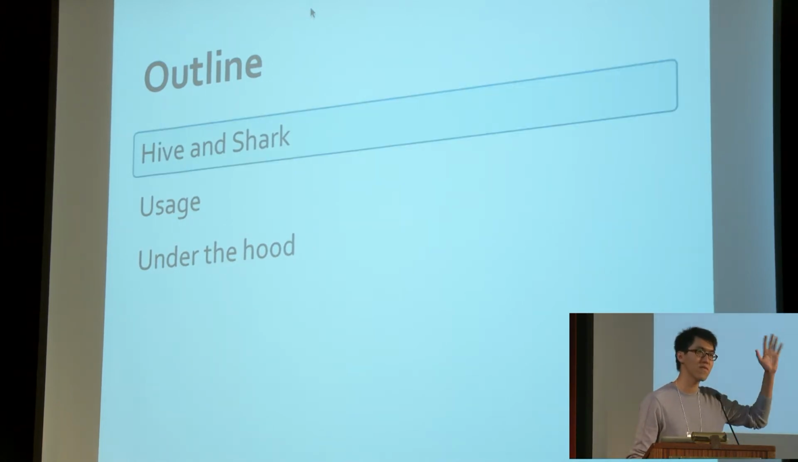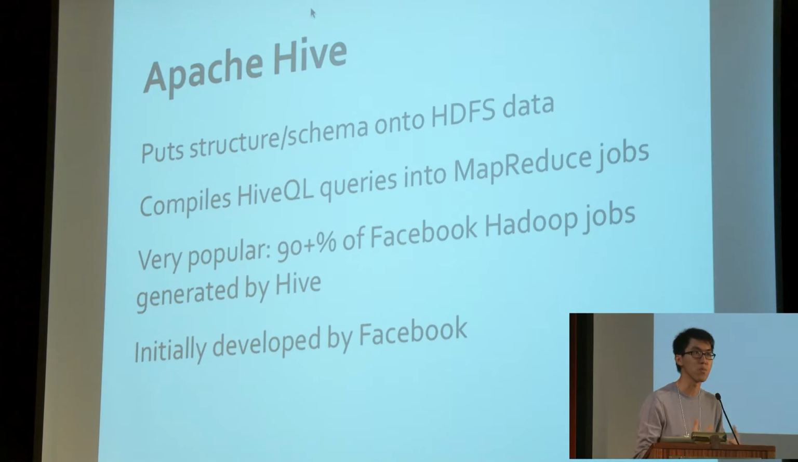So how many of you know Hive, have used Hive before? About half. OK, so Apache Hive is another open source project in the Hadoop ecosystem. What it does is essentially compile SQL down into Hadoop MapReduce jobs. It also puts a structure and schema onto arbitrary data that might be semi-structured or unstructured, stored on HDFS. And it's very popular. If you look at a lot of Hadoop deployments, the majority of Hadoop jobs are generated by Hive. Especially at Facebook, which is one extreme, over 90% of the jobs are generated by Hive, or at least used to be.